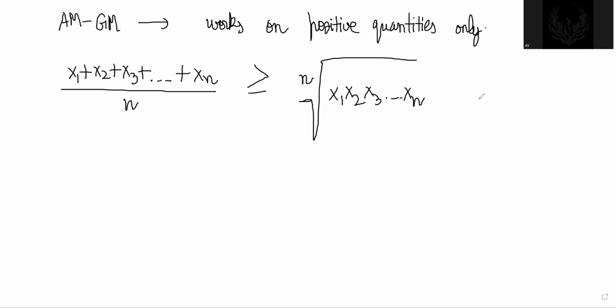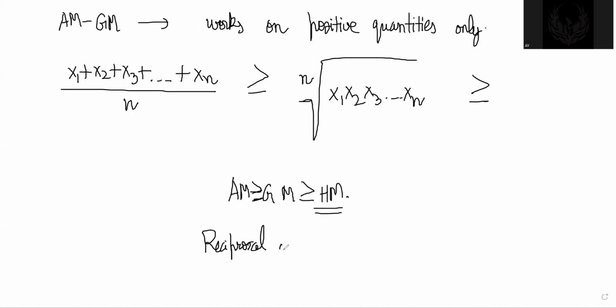Now you can also add an HM to it. So technically AM is greater than or equal to GM, which is greater than or equal to HM. And the HM of n terms is basically the reciprocal. You know what HM means? No. Harmonic mean you've not heard of? No, no.